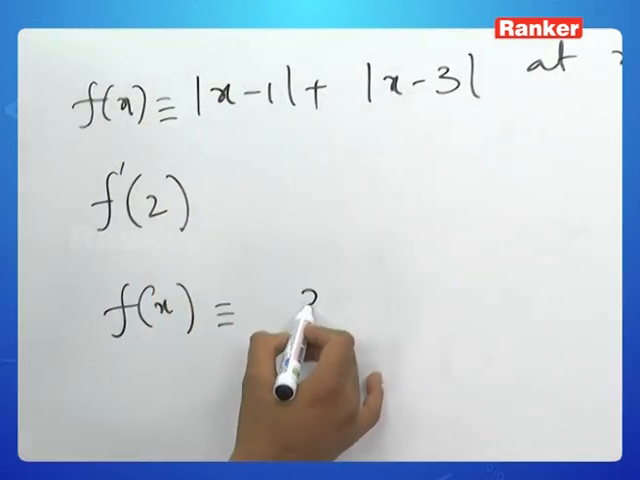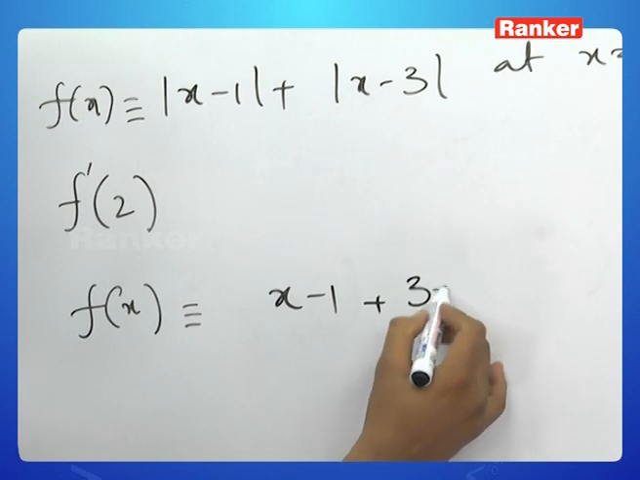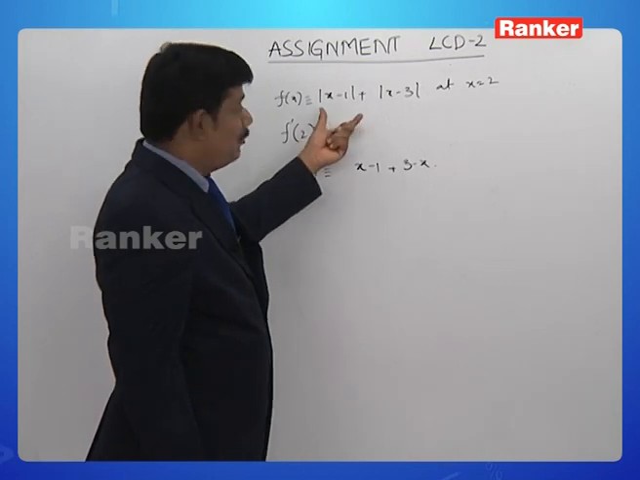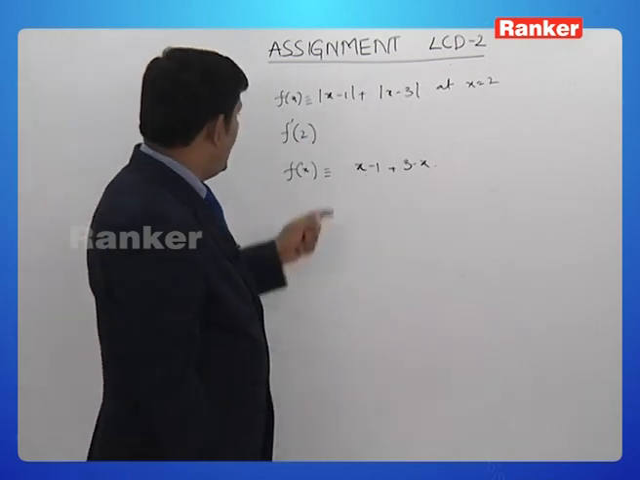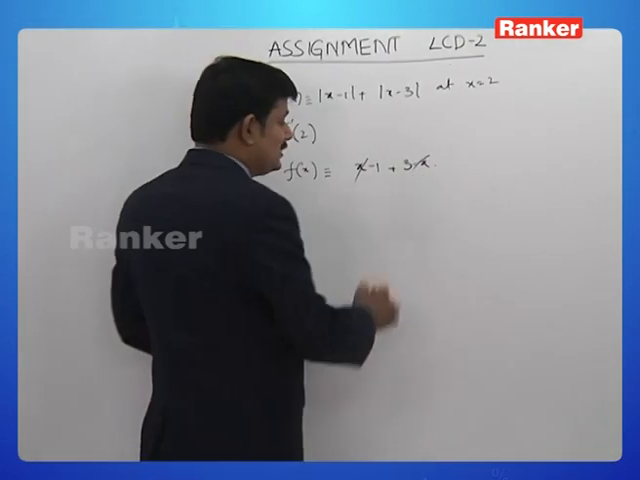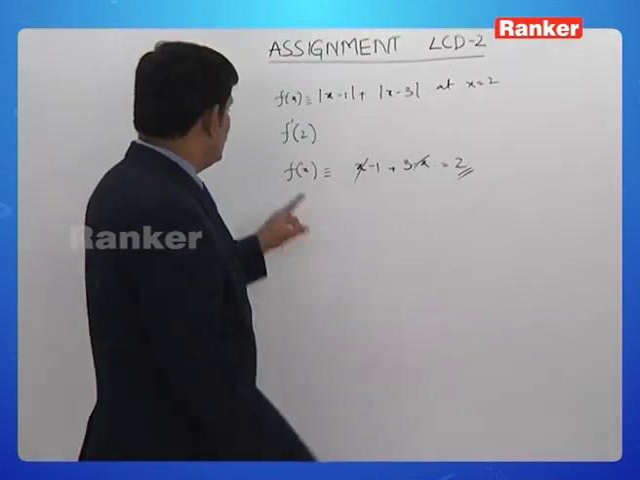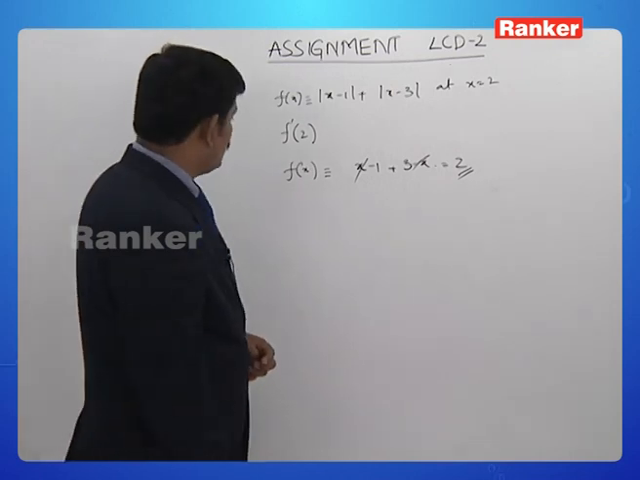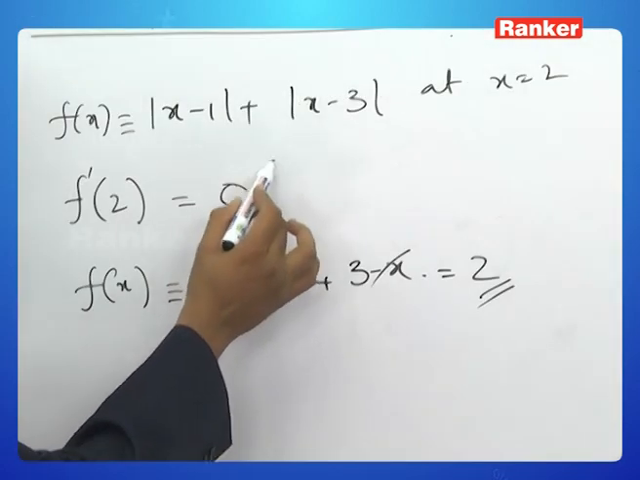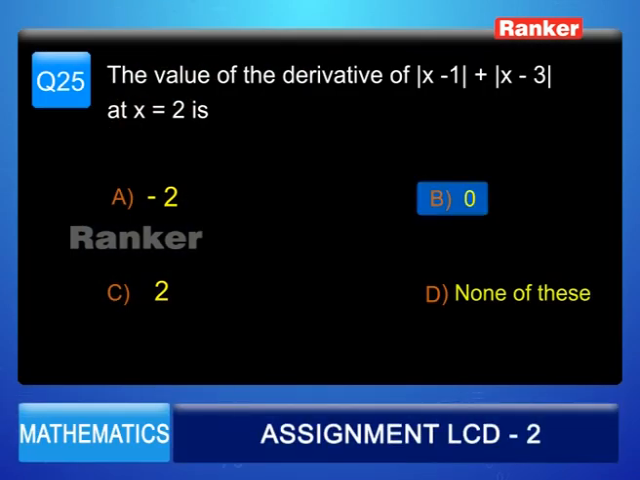Mod of x minus 1 will be x minus 1, and mod of x minus 3 is 3 minus x. As x minus 1 is positive in the neighborhood of 2, mod x minus 1 is x minus 1 itself, and as x minus 3 is negative, mod of x minus 3 is 3 minus x. The x and x get cancelled. So, f of x is a constant function 2 in the neighborhood of 2. So, f dash of 2 is 0, answer is B.